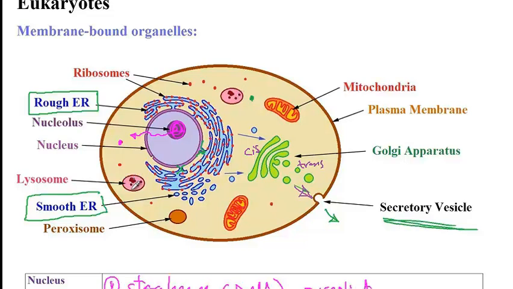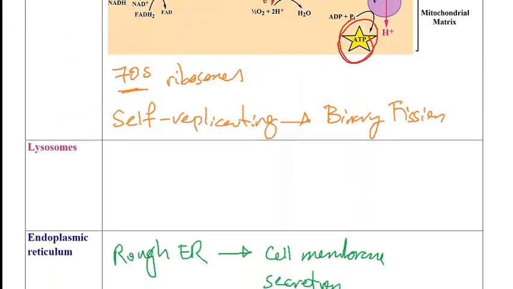So all these structures that I'm showing here is basically like a food that is being digested inside the lysosome. And then finally we have peroxisomes that is shown right here. So now let's go over the function of these two structures.